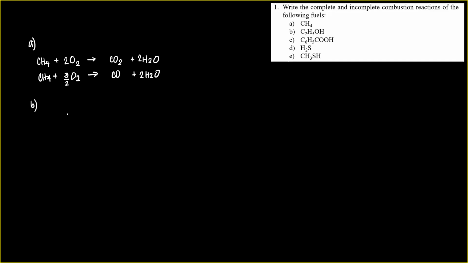Now letter B, C2H5OH. So ethanol. Reacting with oxygen to form CO2 and H2O. Let's balance. Dalawang C, so this one would be 2. We're okay with the C.